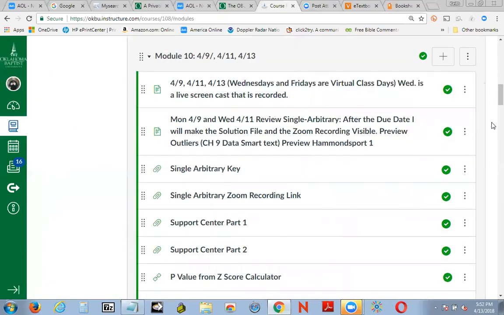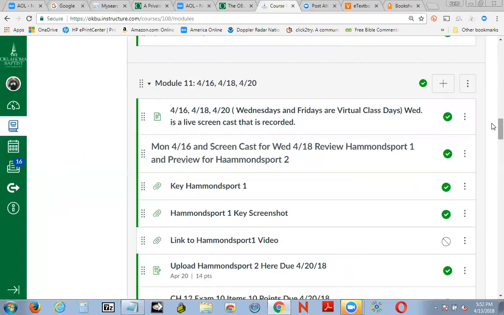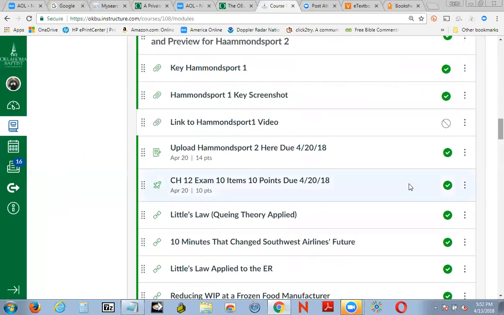Remember now, I'm doing this for the 16th, the 18th, and the 20th, although I'm posting it early. This will be pre-recorded. So we looked at the key for Hammond's port 1. There's the video, and then you'll be uploading Hammond's port 2, and we've taken a look at it. Okay, and then that case we've worked with two arrival times.